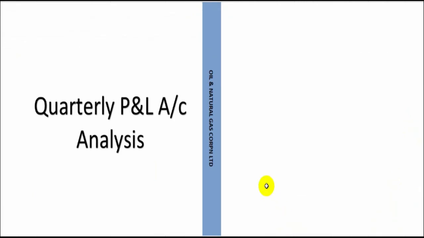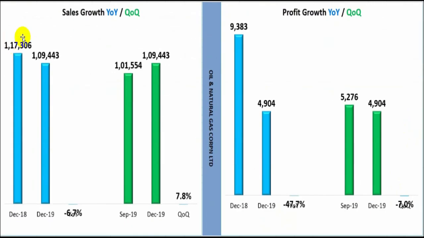We'll look at the quarterly profit and loss account analysis now, at what is the very near term picture or what is happening in the company in the quarterly analysis. We'll look at the sales, how the sales are growing YOY and QOQ. YOY, from the December 18 to December 19 quarter, there is a drop in sales of 6.7%, from 1,17,000 crores of sales in December 18 to 1,09,000 crores in December 19. Whereas QOQ we see a growth of 7.8%. In December 19, the overall sales was around 1,09,000 against September sales of 1,01,000. So this has increased, but overall YOY it has decreased.